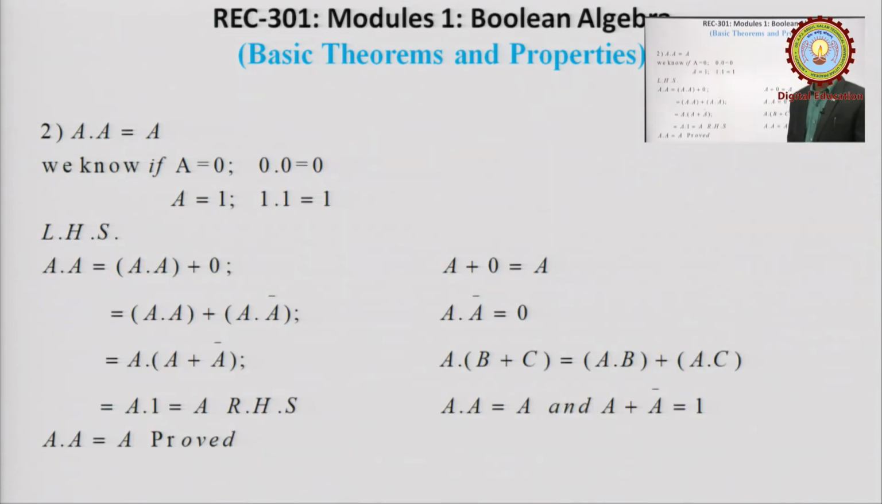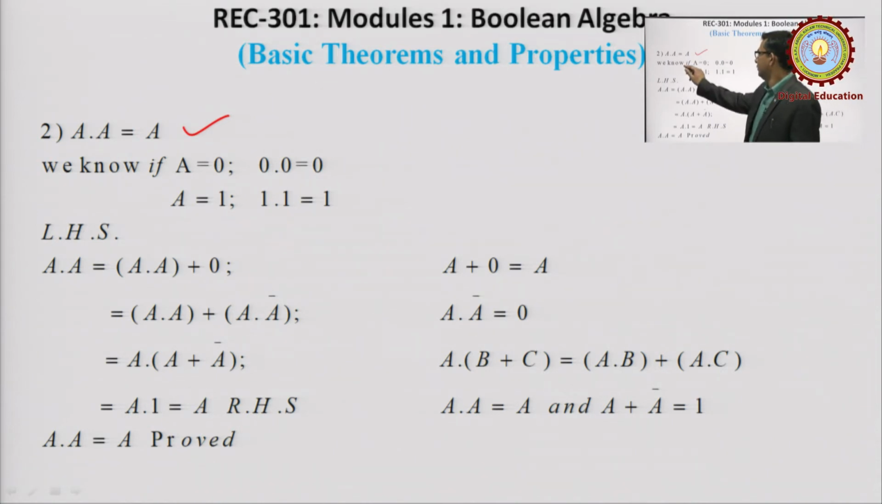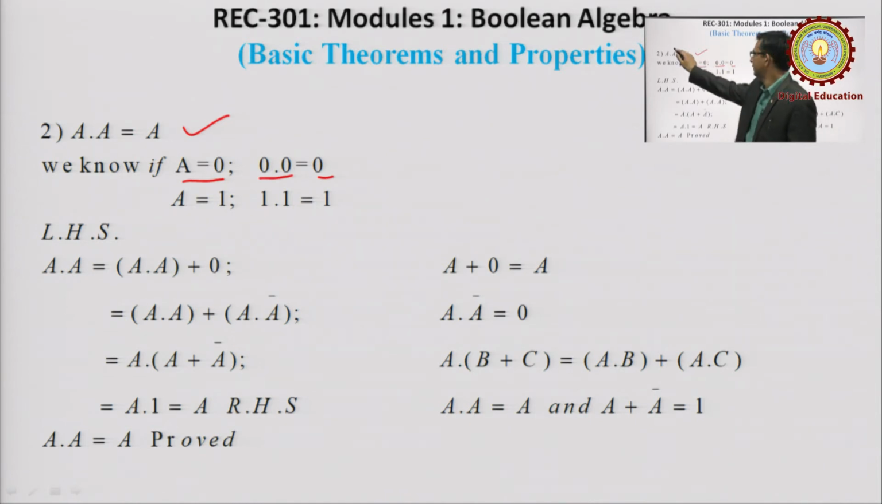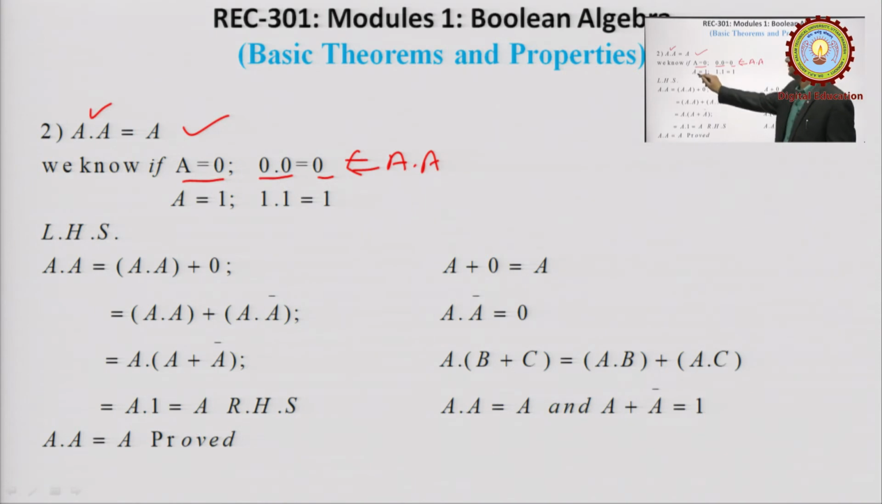Now, this is another theorem or basic property: A dot A is equal to A. As we know, if A is equal to 0, then 0 dot 0 is equal to 0 from the left hand side, from A dot A. If A is equal to 1, then 1 dot 1 is equal to 1. What does it mean? Dot means both switches are connected in series. So it will be like this.